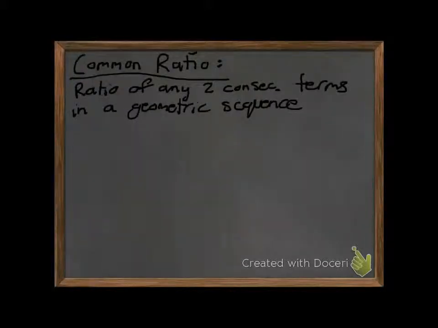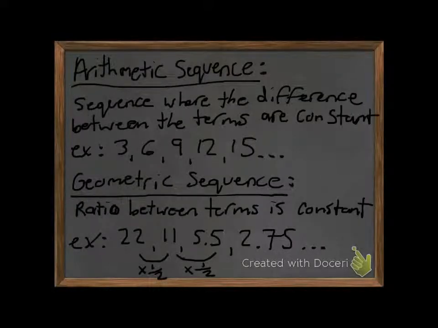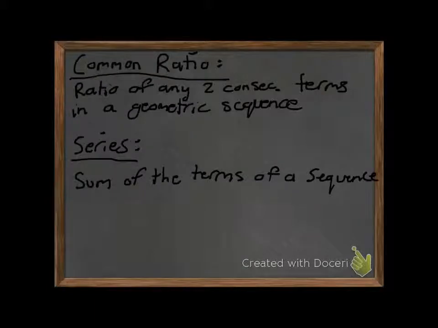Common ratio. The common ratio is the ratio of any two consecutive terms in a geometric sequence. So if we use this example, what's the common ratio? The common ratio would be half. That's as simple as it is. Now we have a series. A series is just the sum of the terms of a sequence.